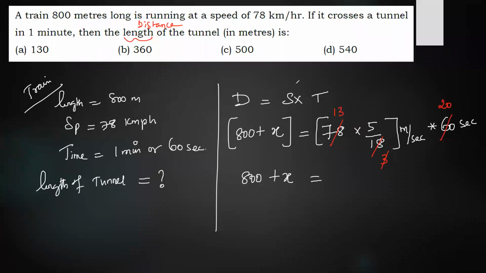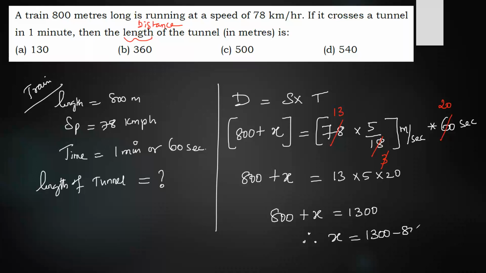Now, so 800 plus x, we can divide by 6, right? 3 times. You divide by 6, 13 times. So you will get, again you can divide by 3 one time, here 20 times. So finally you will get 13 into 5 into 20. So 800 plus x equals 1300, right? Therefore, x, if we subtract, you will get 500 meters. So the length of the tunnel is 500 meters.